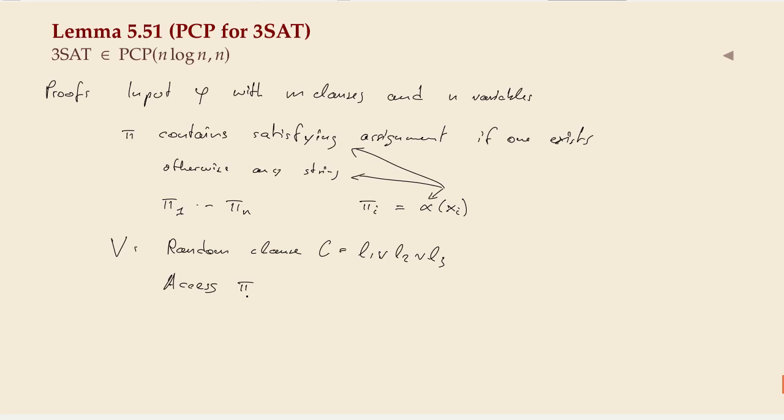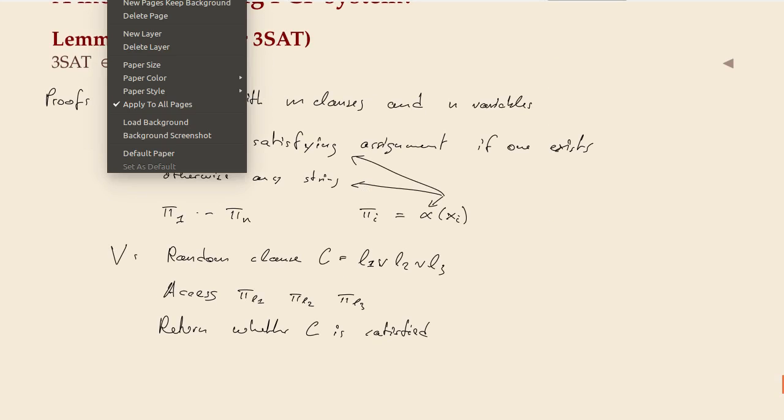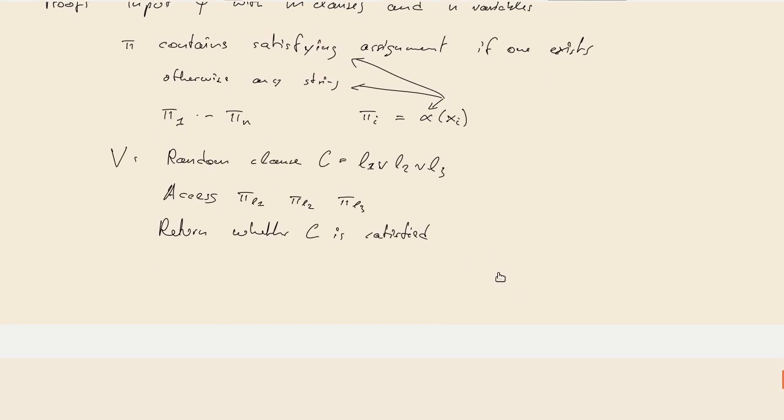Then we access the corresponding bits. Okay, I'm a bit sloppy here. These are literals, and these should be the indices of the variables. And we simply return whether C is satisfied. So it's a very simple algorithm. So why should that work?